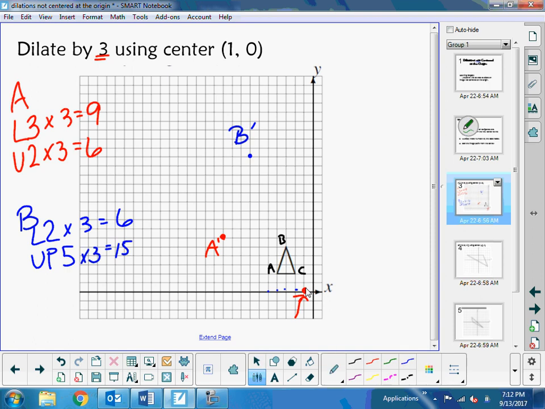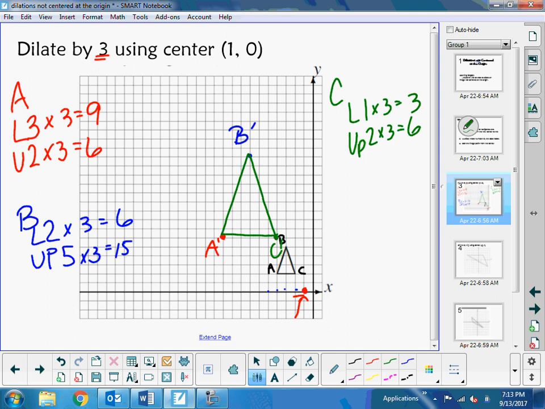Now let's look at C. From my new center, going to the left 1 and up 2. So multiply by 3. I'm going to go to the left 3, 1, 2, 3, and up 6, 1, 2, 3, 4, 5, 6. So right here is my C prime. So my new triangle lies right here.